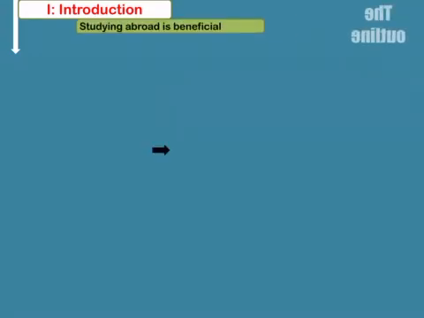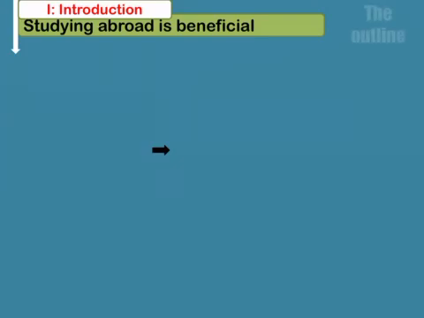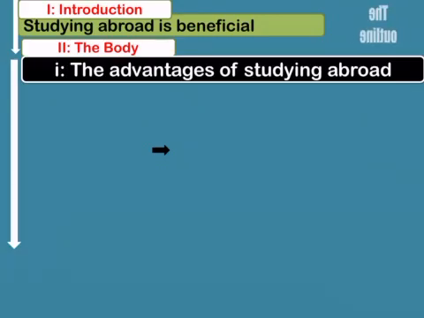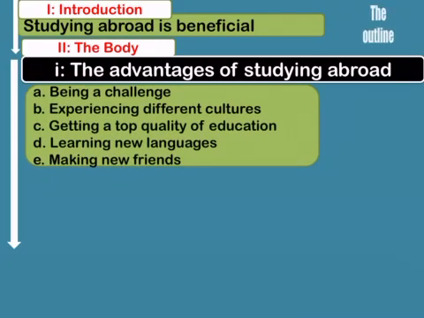For this topic, I prepared a sample outline. For the introduction, I chose this simple sentence, which is studying abroad is beneficial, and then this is in the outline. And then for the writing itself, you have to expand the sentence. And then for the body, for the first idea, as he asked you to do, he says, write about the advantages of studying abroad. So it can be being a challenge, experiencing different cultures, getting a top quality of education, learning new languages, making new friends.